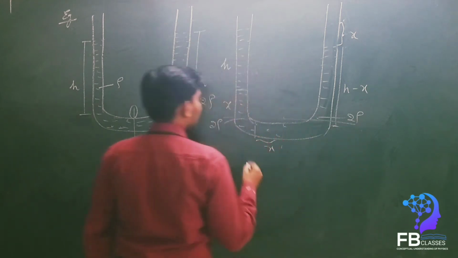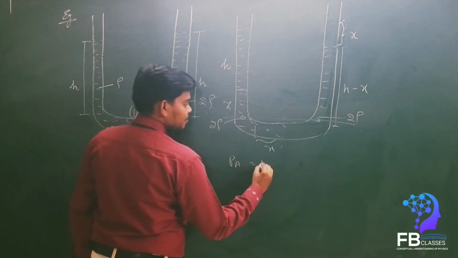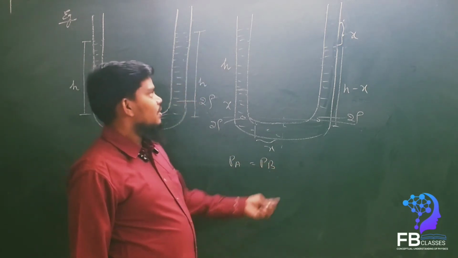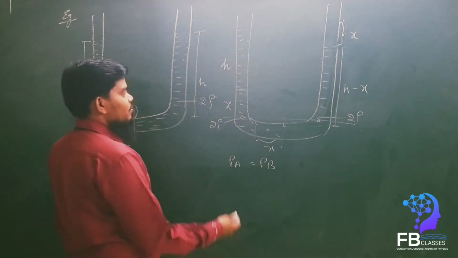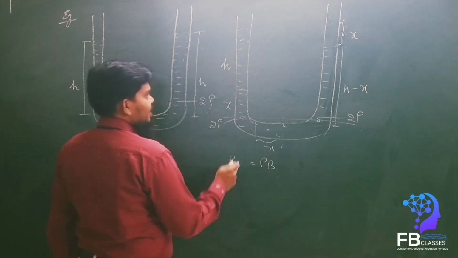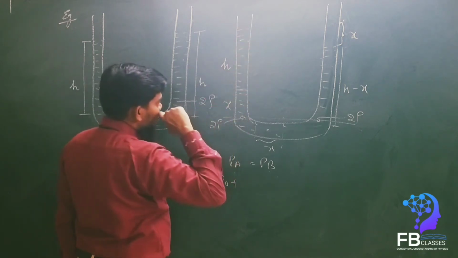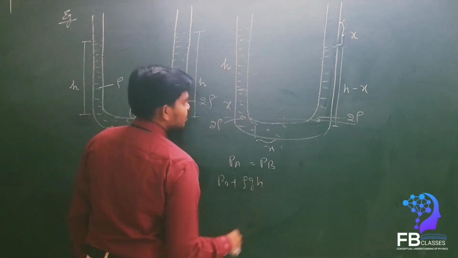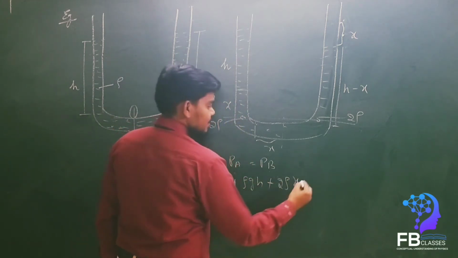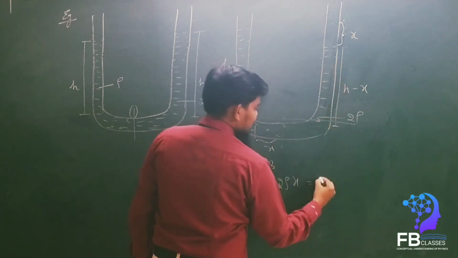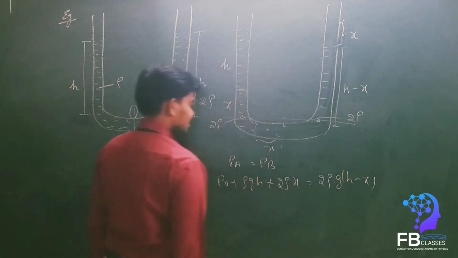We are going to take the horizontal point, and here is the point A and point B. So PA is equal to PB, okay. The question asked is how much height is raised in the left column. So we can find the x value here very easily. See here PA. If you want to write the pressure here, first is P naught plus, due to this rho liquid column, rho g h, plus, due to this liquid column, 2 rho x, is equal to, on this side, 2 rho g (h minus x), is it not?